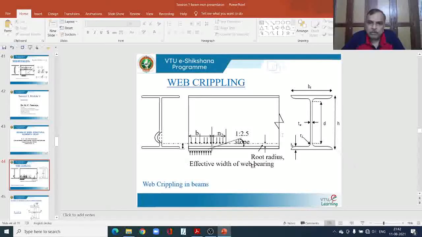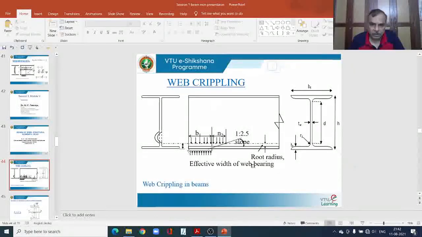Similar to this type of buckling, we also notice a buckling that happens at the junction of the web and the flange, as you can see here. This is where the concept of web crippling comes into picture. So this is what I want to introduce to you in this present class.